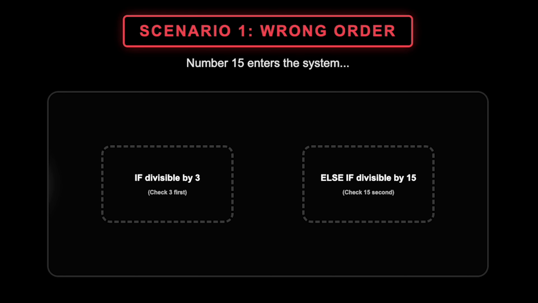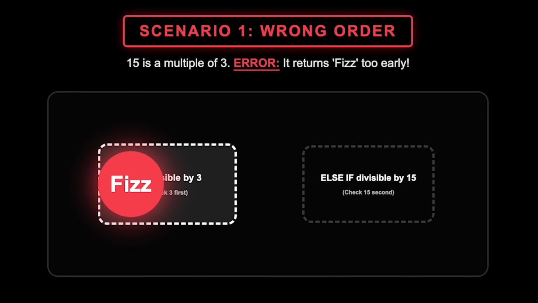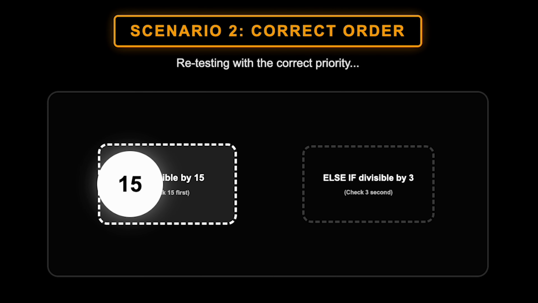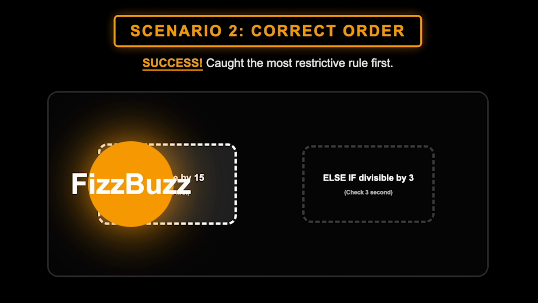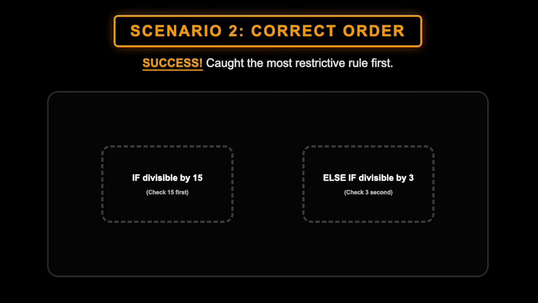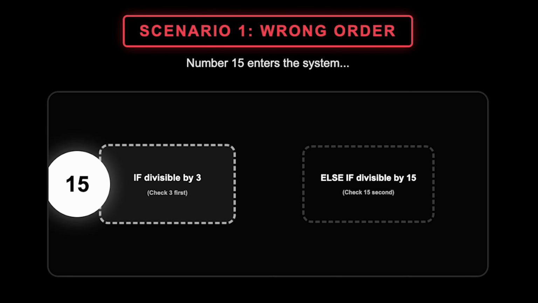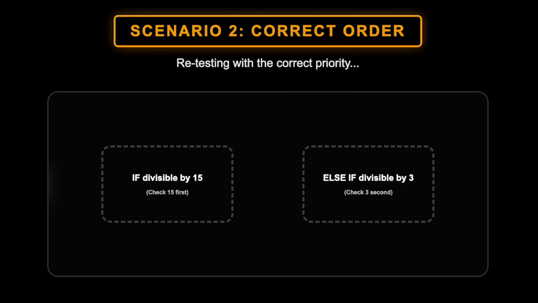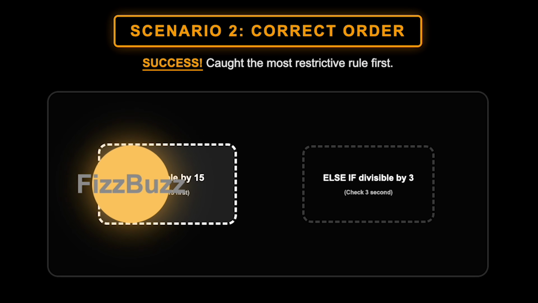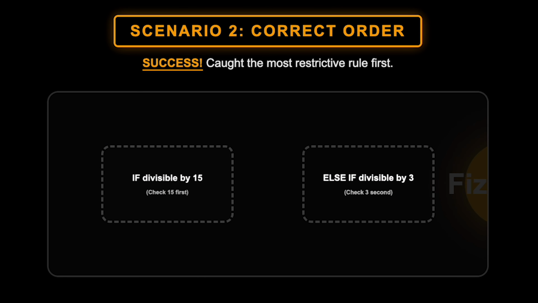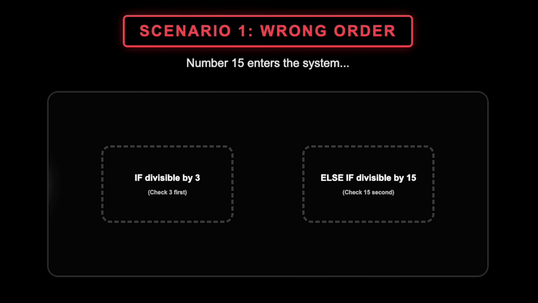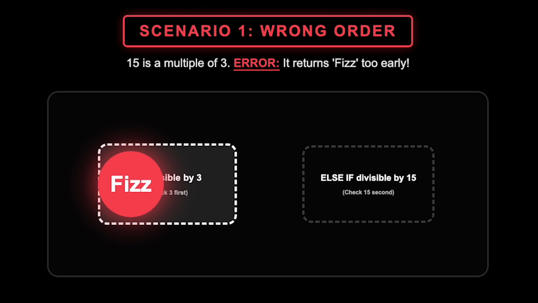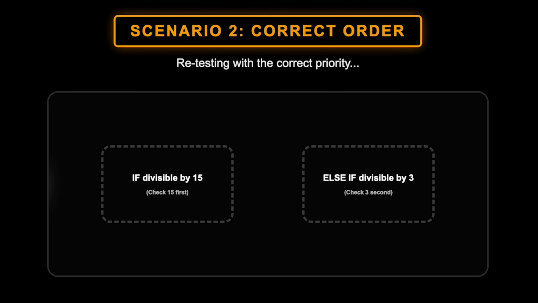The most important insight in this problem is that the order of the conditions matters. The challenge is not checking divisibility itself, but handling overlapping conditions correctly. Consider the number 15. It is divisible by 3, and it is also divisible by 5. If we check for divisibility by 3 first, the program would incorrectly return Fizz instead of Fizz Buzz. This leads to a fundamental rule when writing conditional logic: always check the most restrictive condition first. In this case, the condition, divisible by both 3 and 5, must be evaluated before the individual checks.